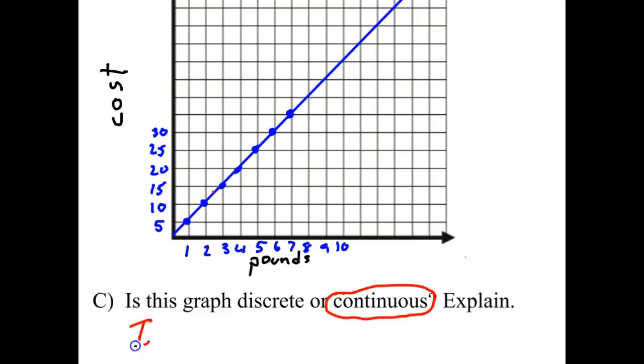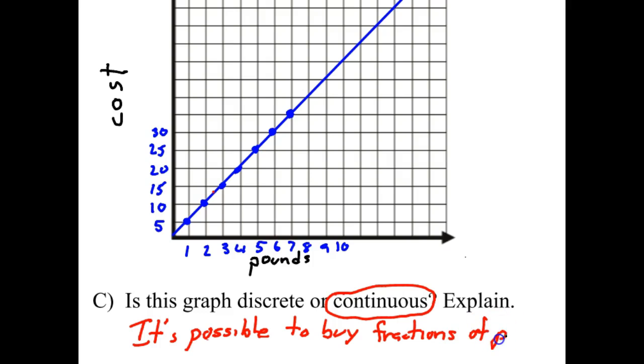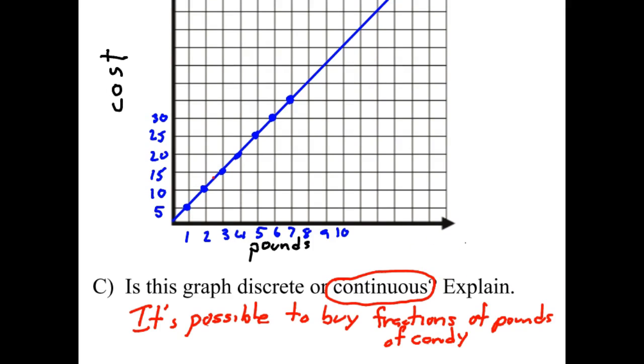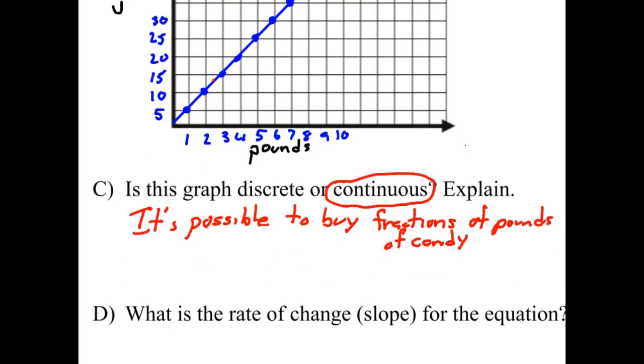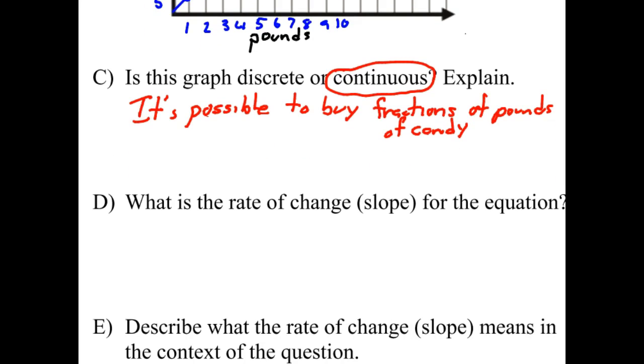Okay, you say something like it's possible to buy, let's see, fractions of pounds of candy. Okay, something to that effect. Like when you go to the grocery store and buy fruit and it says it's $3 per pound, it doesn't mean you have to buy exactly 1 pound for $3. If the fruit is a little more expensive, then it's okay. You just adjust the price.